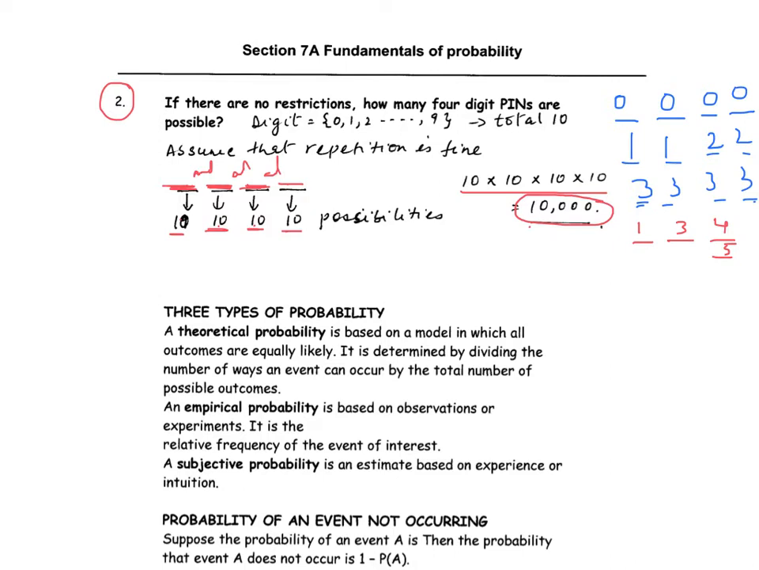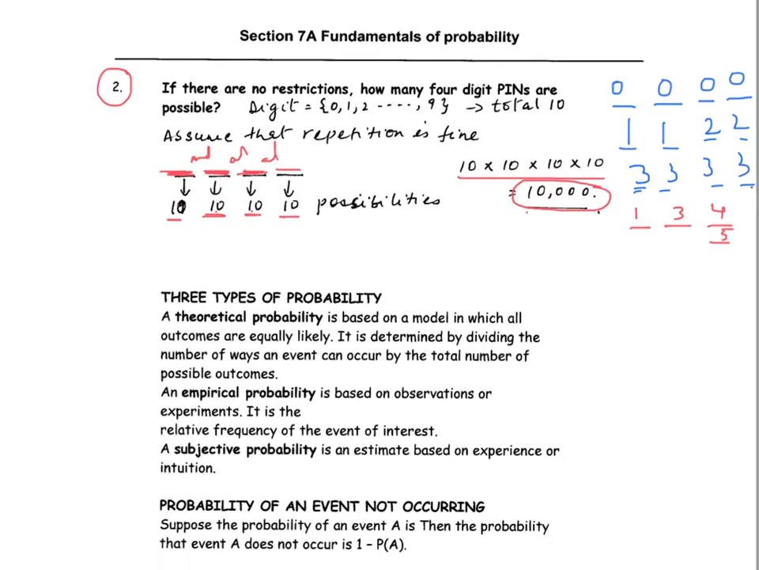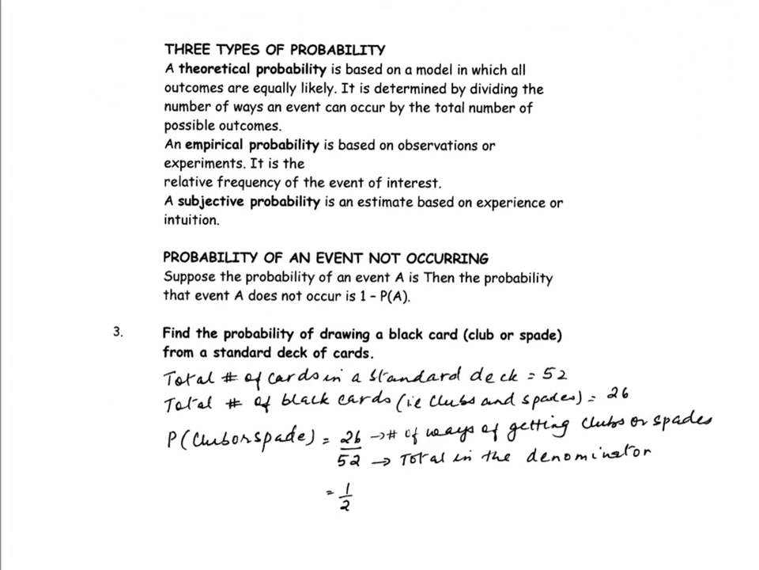Now let's look at the next section of this worksheet. There are three types of probabilities. We've seen that there's theoretical probability, which is basically where we use our logic to figure out the quantitative values of probability. There's empirical probability, where we calculate probability based on experimental results or data collected. And subjective probability. Subjective probability is not scientific. It's based on experience and intuition.